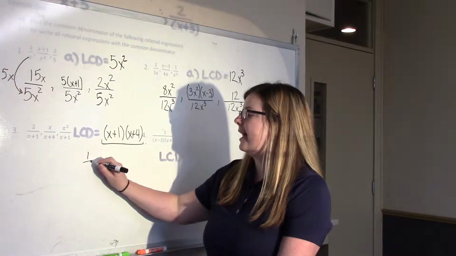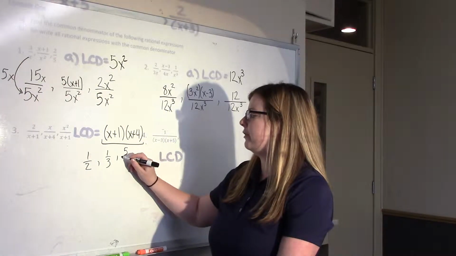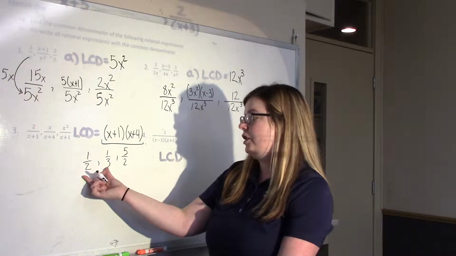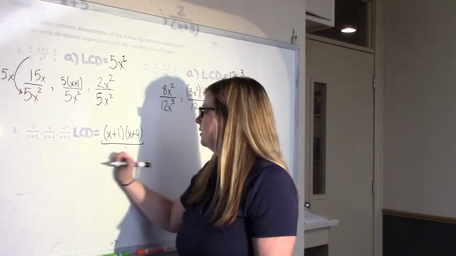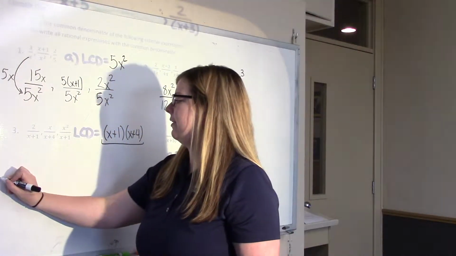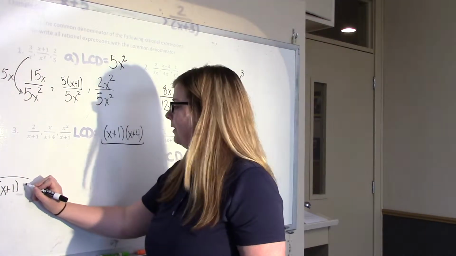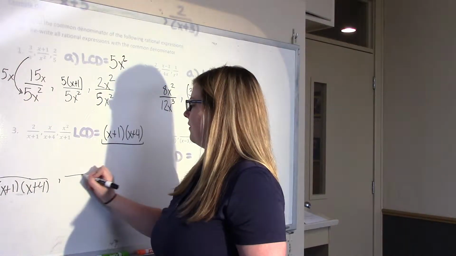Just like if you had a half, a third, over 2, your lowest common denominator is just 6. You don't have to do 2 times 3 and then times another 2. Okay, so let's get ready by setting up our 3 fractions with the denominator x plus 1, x plus 4. So just set up your 3 fractions that way.